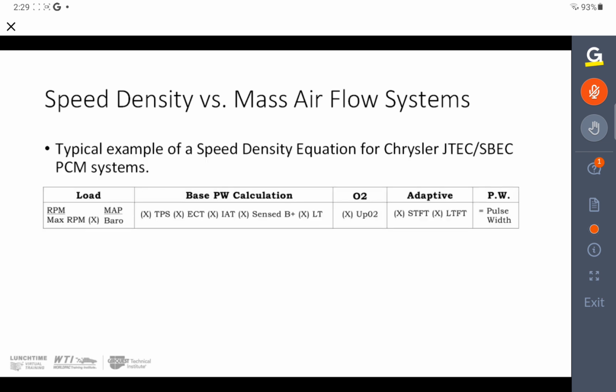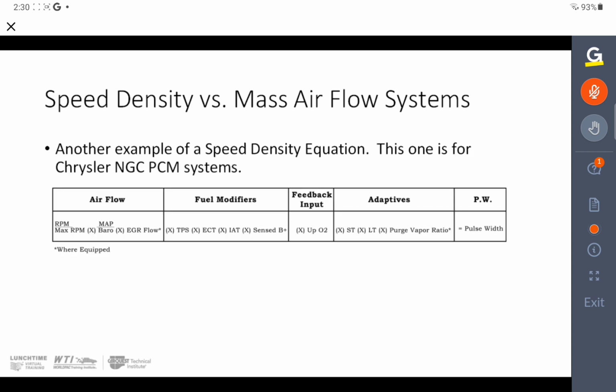Here's an example of a speed density equation for a Chrysler. They look at RPM and they look at the MAP sensor. And then from there, they have their basic calculations based on TPS, engine coolant temp, intake air temp, battery voltage, and long-term fuel trim. We have basically an O2 sensor modifier that fine tunes it. From there, we determine what short-term fuel trim and long-term fuel trim are going to do, and the end result is injector pulse width.